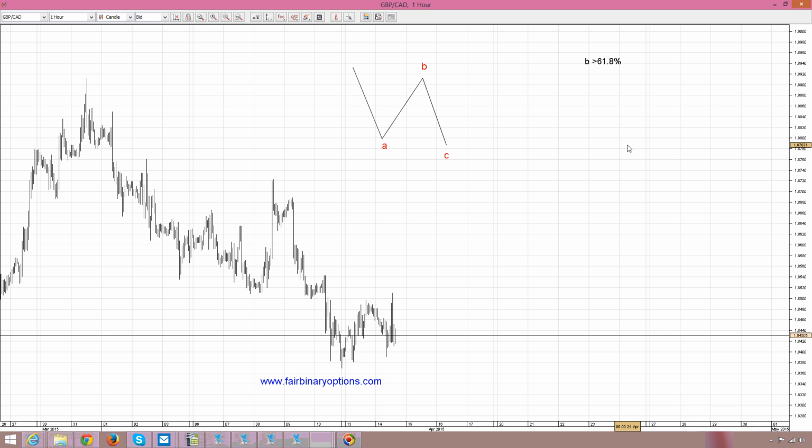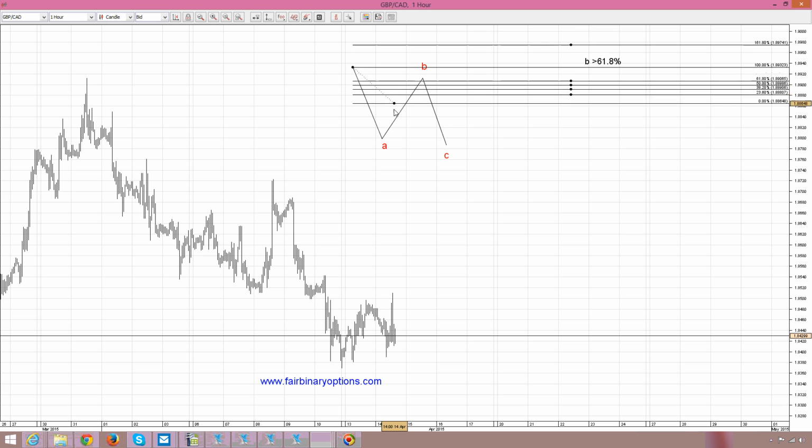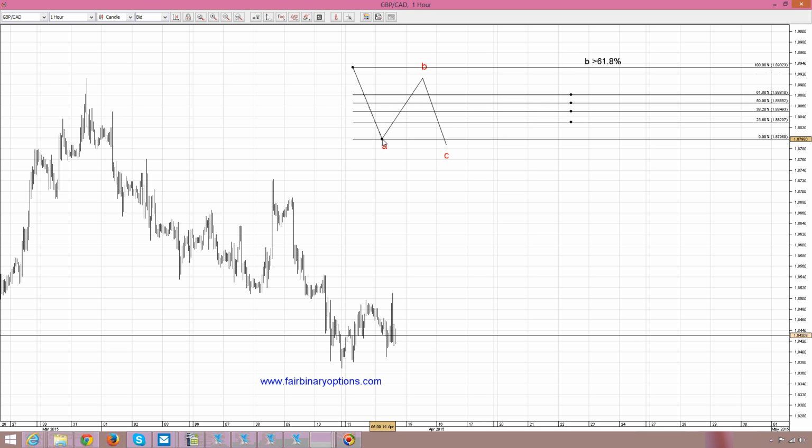However, what one should do is take the Fibonacci retracement and go all the way and measure the length of wave A, and then look at the 61.8, which is the first thing to do. Taking the 61.8 from here to here, we should see if the B wave retraces more than 61.8. From that moment on, we can say this is a pattern called a flat.